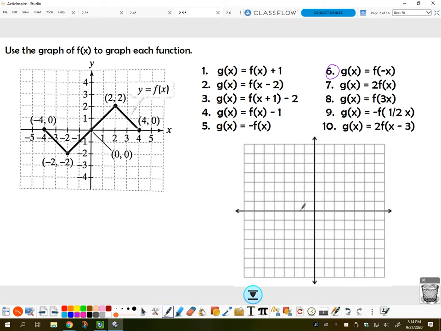All right, so negative 4, 0 reflects over to 4, 0. 2, negative 2 reflects over to negative 2, negative 2, sorry. 0, 0 doesn't change because it's on the y-axis. This point that was at 2, 2 reflects over to negative 2, 2. And the point that was at 4, 0 reflects over to negative 4, 0.